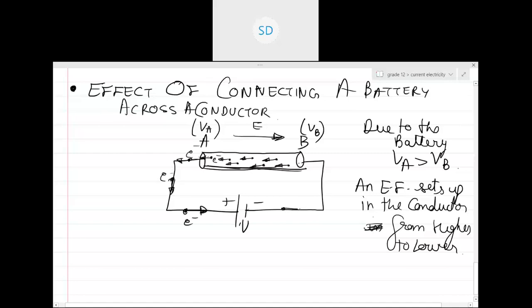So basically, this is the logic behind it. How exactly the current flows is with these steps: the battery creates a potential difference, that potential difference sets up an electric field, and that electric field applies a force on the free electrons. Is this clear? But sir, you told that in a conductor electric field can't exist. No, it is not because of this, this is not that kind of electric field. It's not a conservative electric field.